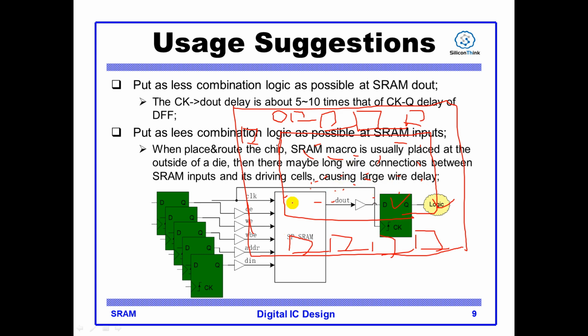So the distance from the driving cell, for example, the cell driving the address, will be a long distance. This will cause long wire connections between the driving cell and the memory micro. Then the delay on this wire may be big.